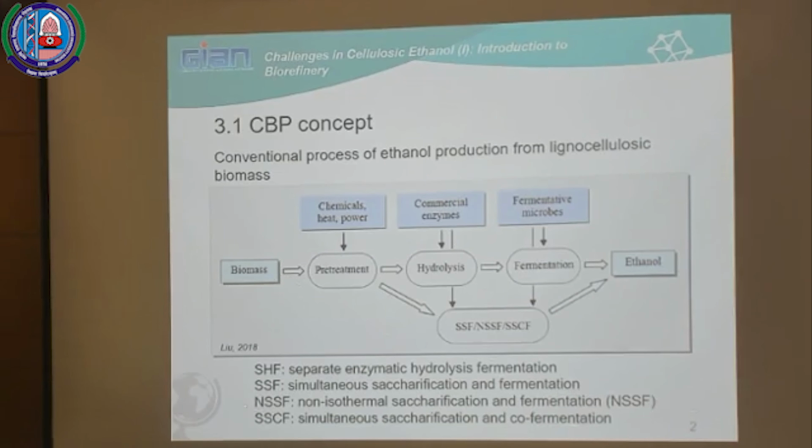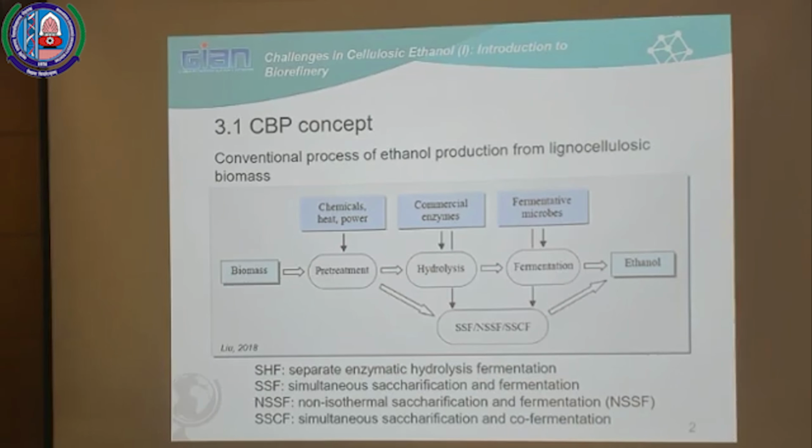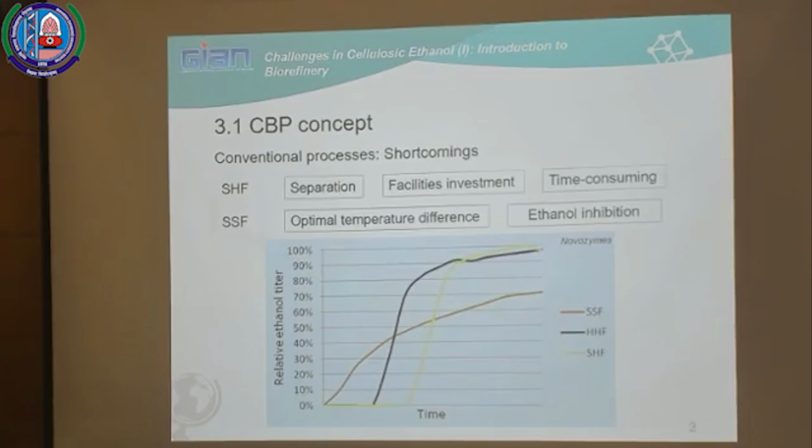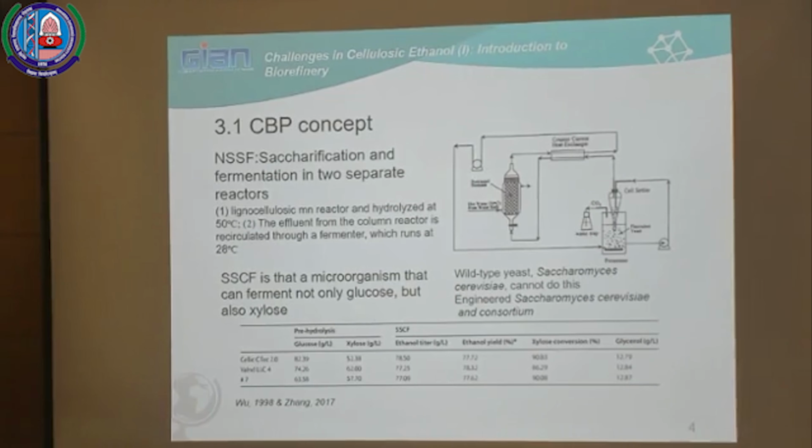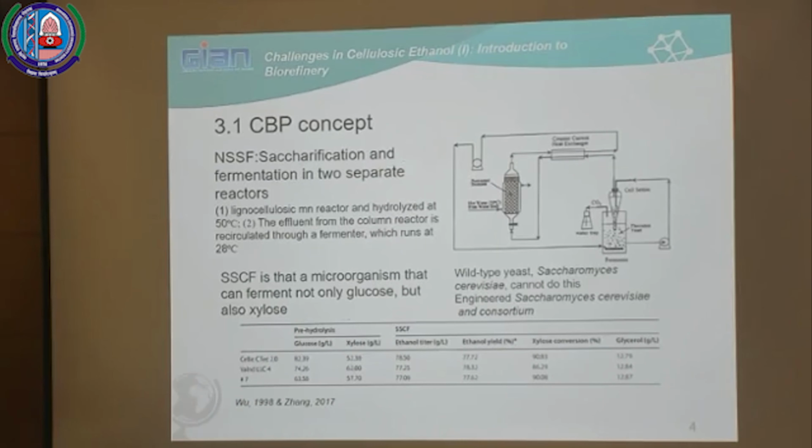Then some researchers provided a new concept, NSSF. NSSF means non-isothermal saccharification and fermentation. It solves the first problem, the optimal temperature difference between yeast and the cellulase enzymes. An NSSF design is like this. Saccharification and fermentation are performed in separate vessels, not together, separate.